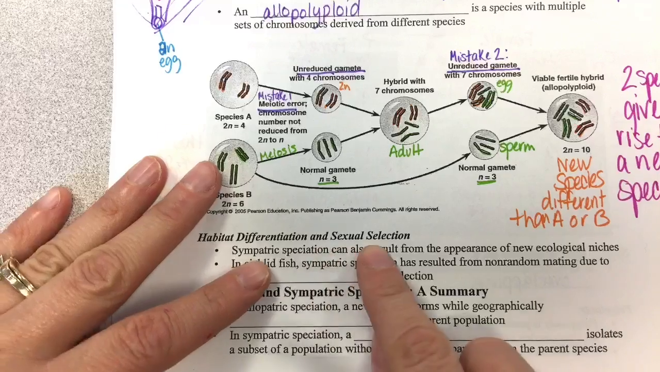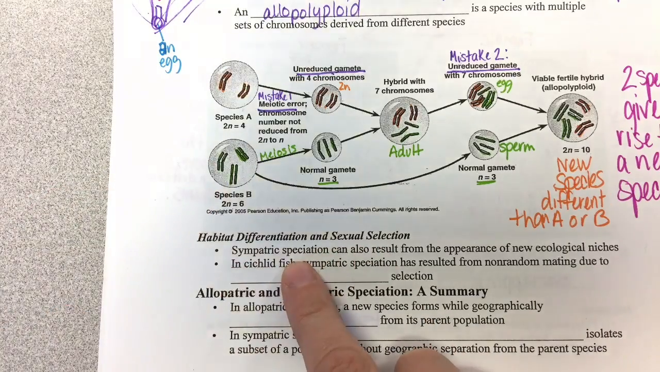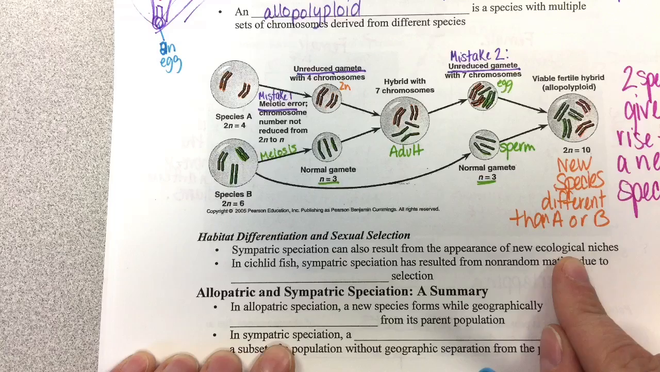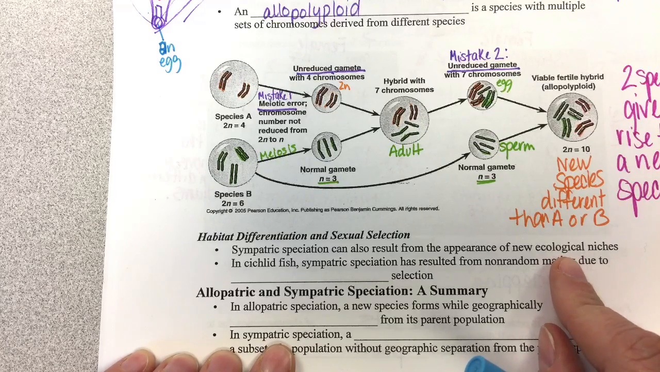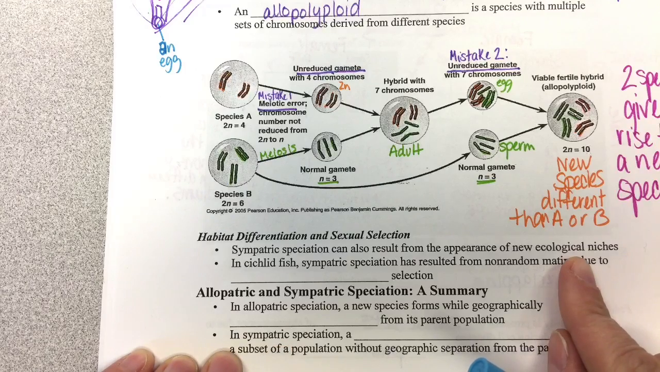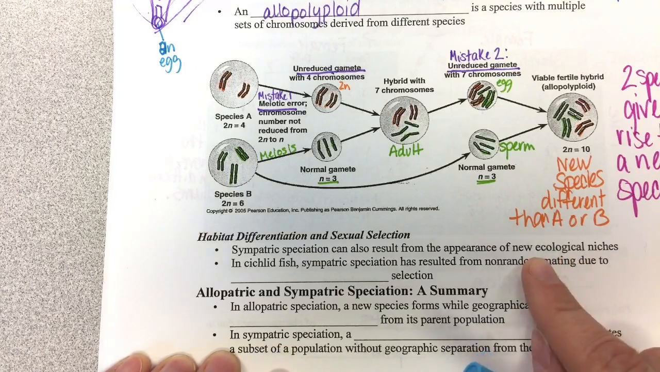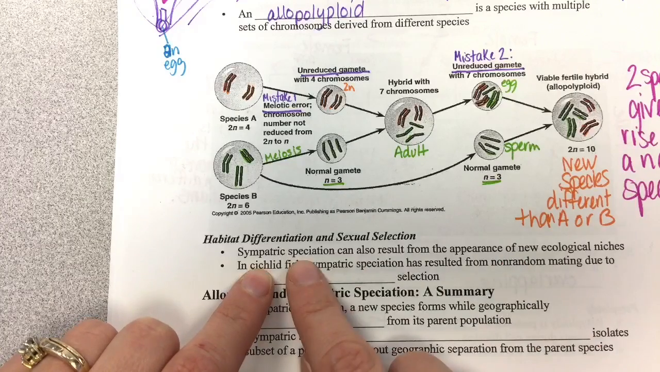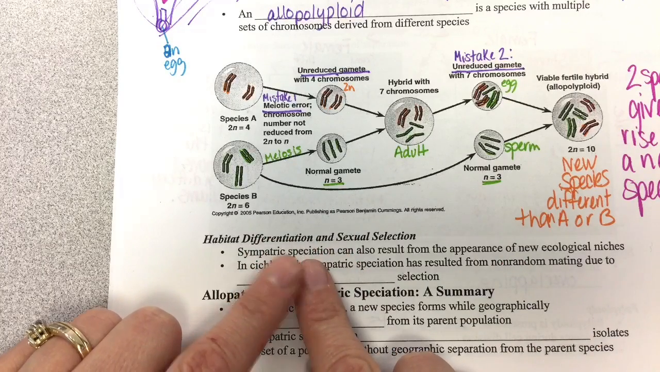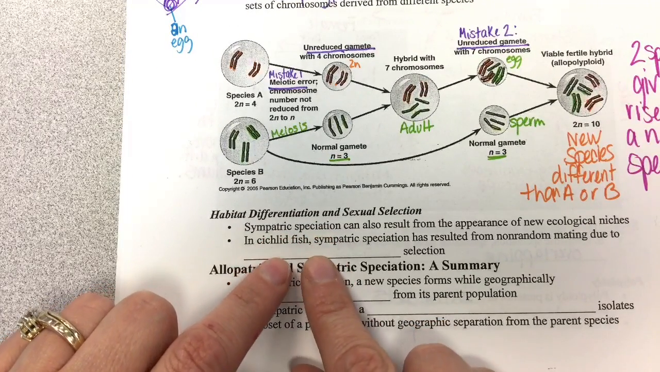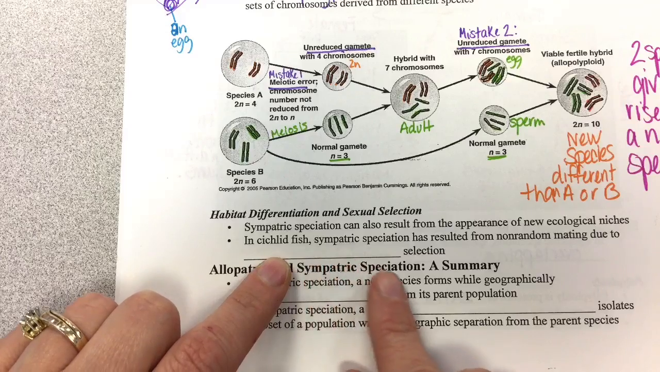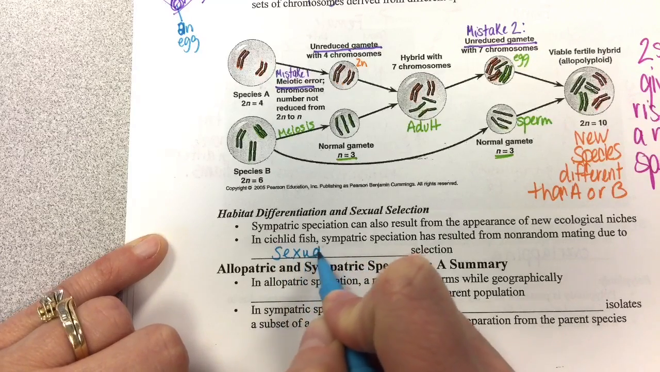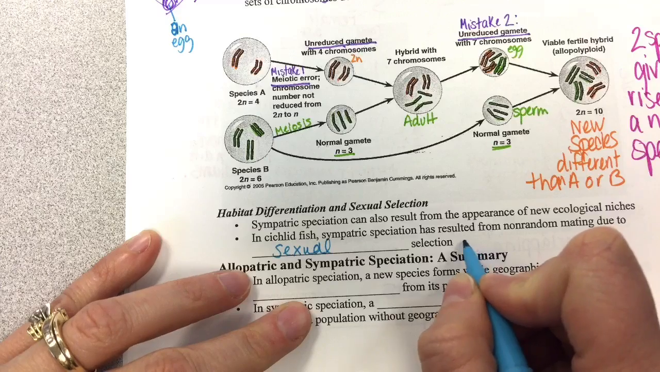So habitat differentiation and sexual selection. Sympatric speciation can also result from the appearance of new ecological niches. So when new habitats and new parts of the ecosystem open up that are now usable, or the organisms can play a new role, you can get sympatric speciation where the organisms use different parts of the ecosystem. In cichlid fish, sympatric speciation has resulted from non-random mating due to sexual selection. And I'm going to go through an example of this in class.